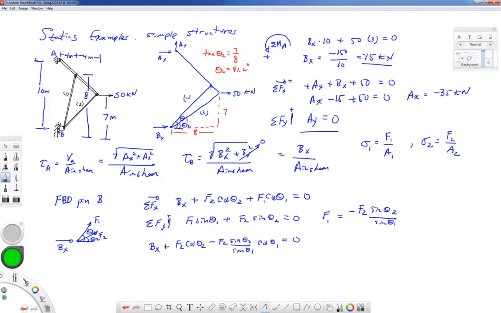Likewise, I have this dimension, I have this dimension. I didn't draw this to scale, but this is 4 meters, and it's 8 meters tall. So the tangent of theta 1 is equal to 8 over 4. And that's 63.4 degrees.